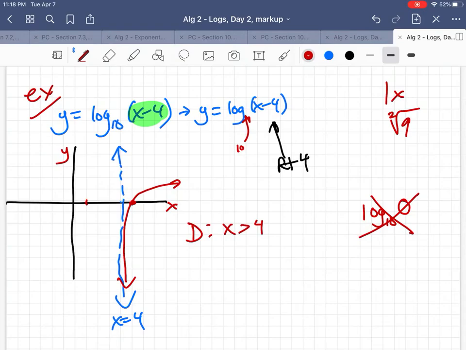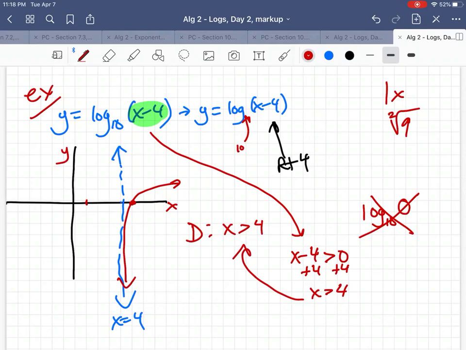So basically, instead of looking at the graph, you can take this little piece and say to yourself, x minus 4 has to be greater than 0. You solve that by adding 4 to both sides, and you say x is greater than 4. And so that's your domain right there.